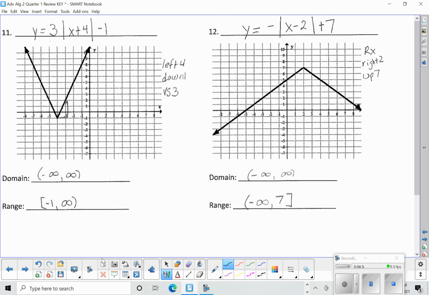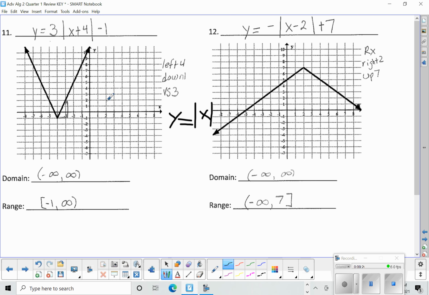Let's look at numbers 11 and 12. These are absolute values. So I know both of these will be y equals absolute value of x, and then I'm going to transform it. I can also very quickly say it goes forever left, forever right, negative infinity to positive infinity. Those should be quick, easy, fast ones.